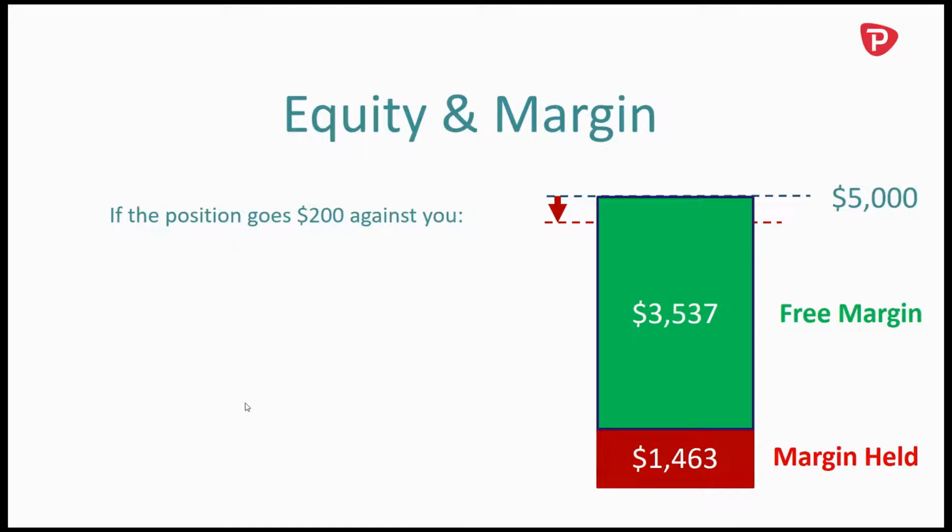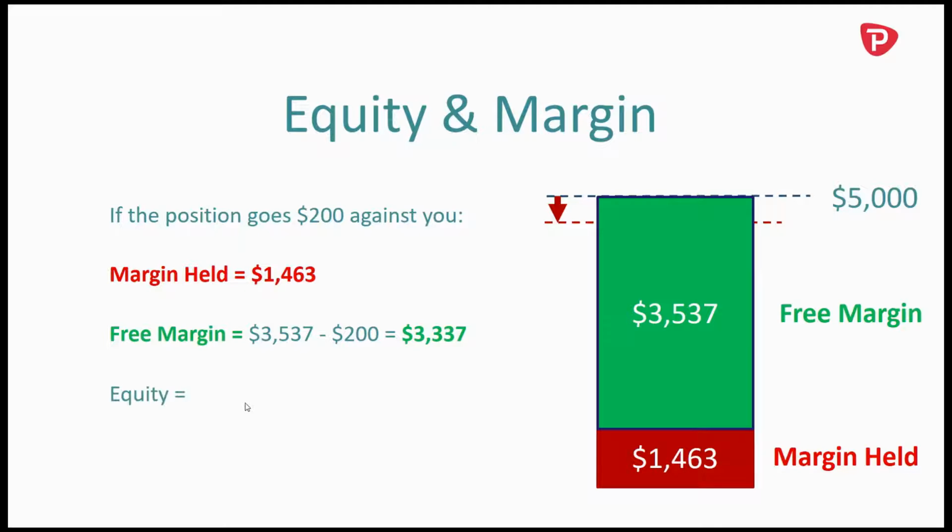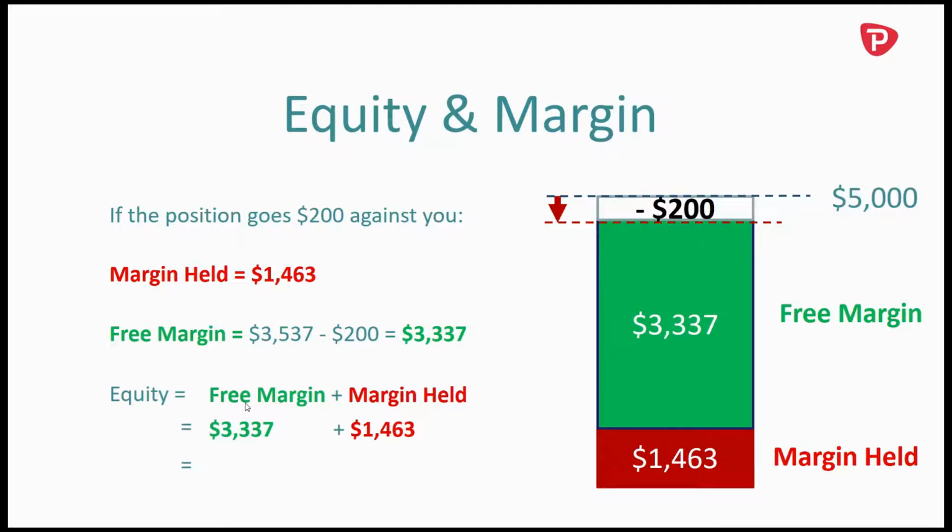So let's take a look now at what happens if our trading account goes $200 against us. So the margin held for having that position open still remains the same at $1,463. However, our free margin will change because our trade is currently $200 against us, and it will become $3,337. This would mean that if we closed our trade at this point in time, we would have a total equity of $4,800 remaining in our account.